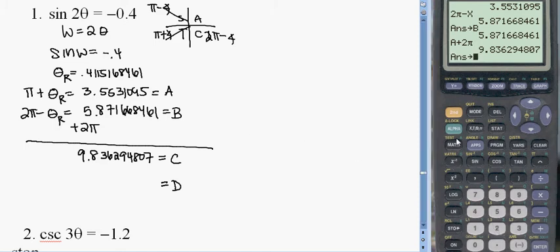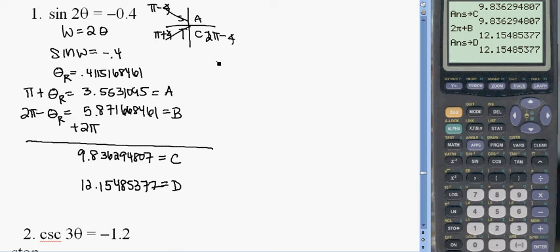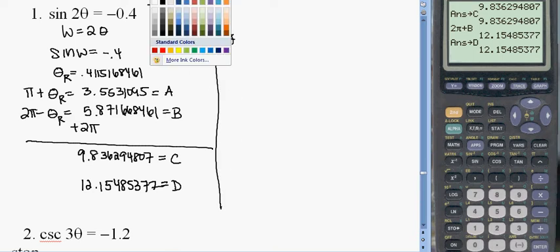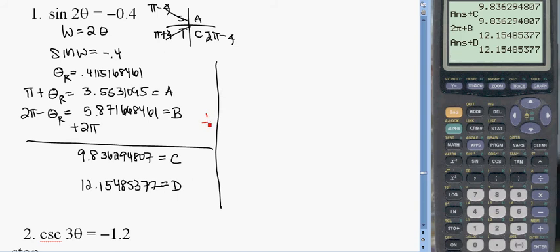I'm going to store that as C. And now D is going to be 2 pi plus B, and I'm going to store that as D, and that's equal to 12.15485377. So I want to take all 4 of these angles and divide them by 2. So I want to take A divided by 2, B, C, and so on.